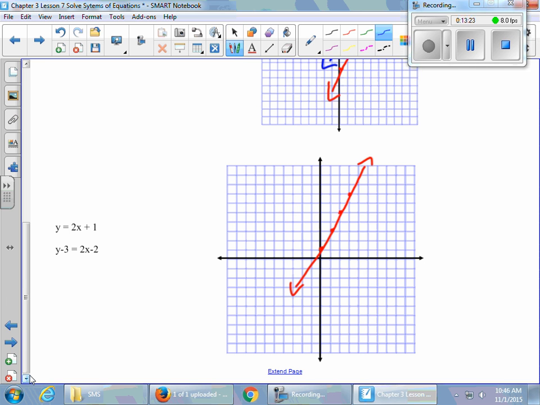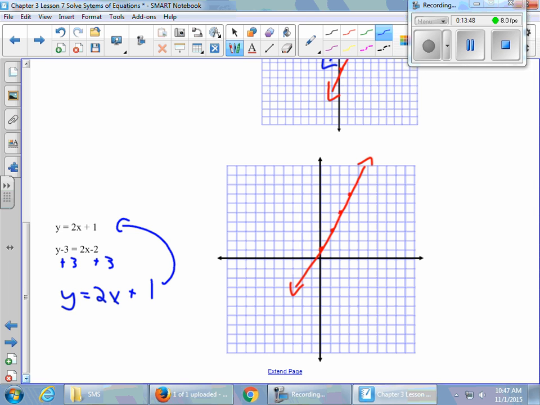And let's take a peek at our other one. We have y minus 3 equals 2x. So let's get that in slope-intercept form. Let's get y by itself. So we're going to add 3 to both sides. We get y equals 2x plus 1. Y equals 2x plus 1. Looks like the same thing as we had right there.